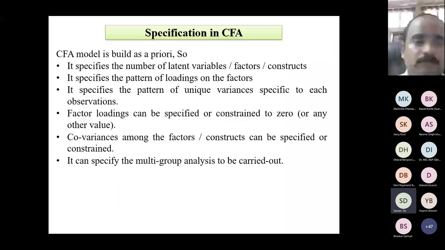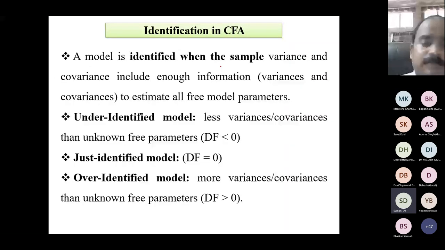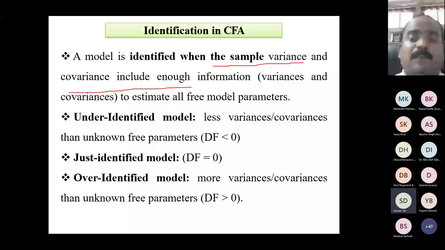As I said, you need to go for model specification. You have to specify the model, which variable is coming under which construct, which construct is related to which other construct, likewise. Then model identification. That means, look here, a model is identified when the sample variance and covariance include enough information. Try to remember what I said yesterday.